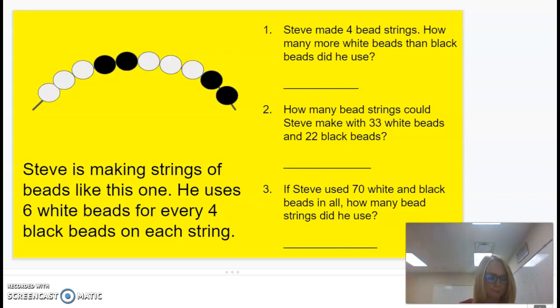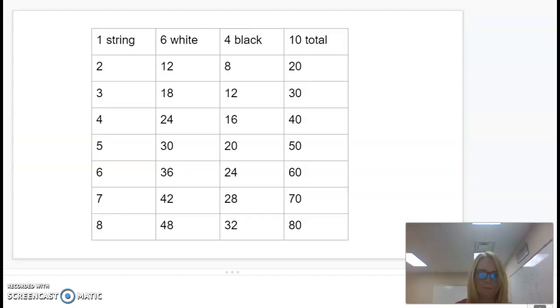Okay, so the last question, if Steve used 70 white and black beads in all, how many bead strings did he use? Referring to my ratio table, I see with a total of 70 beads right here, Steve must have used 7 strings.